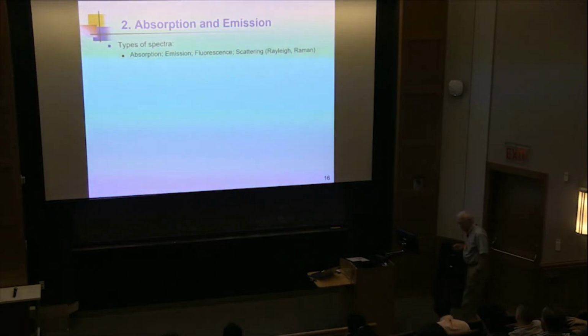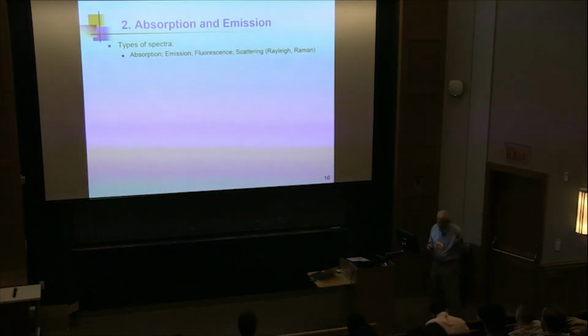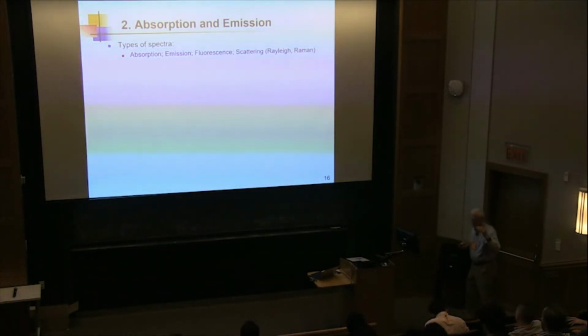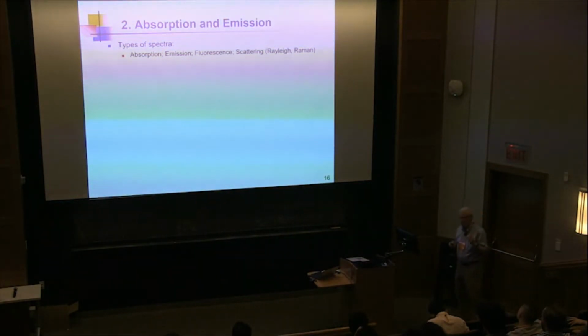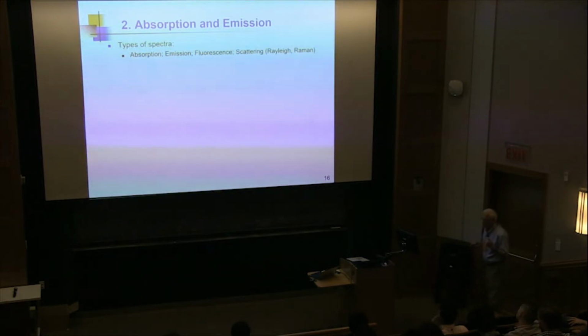Fluorescence is really the spontaneous emission of light from an upper state. So if we use a laser to pump the molecule from one state to another, then there would be a delayed spontaneous emission. So the fluorescence is a reflection of the absorption, but it's not instantaneous, we'll find. And then there's scattering, which is the basis of techniques called Rayleigh and Raman scattering.